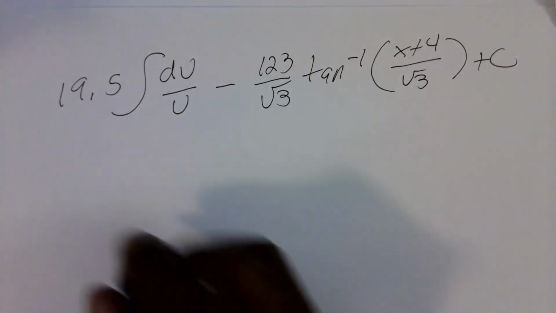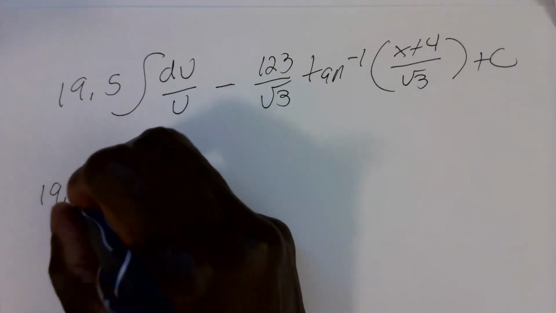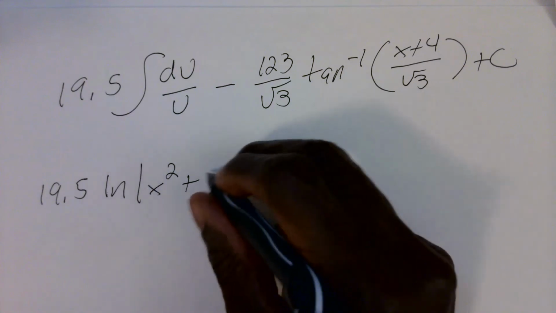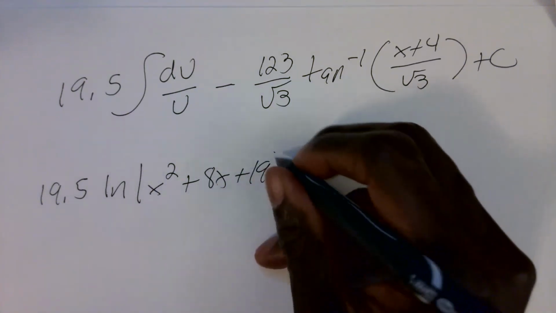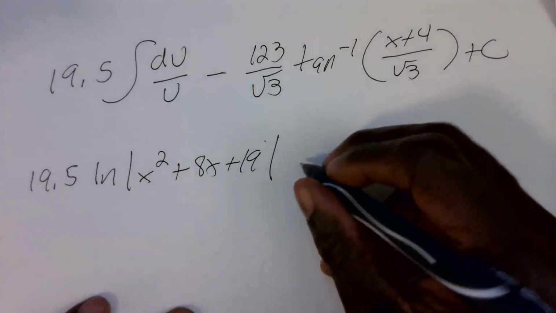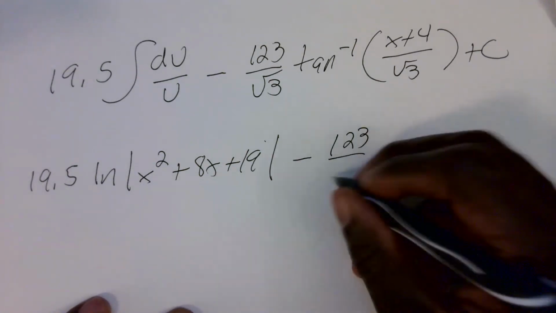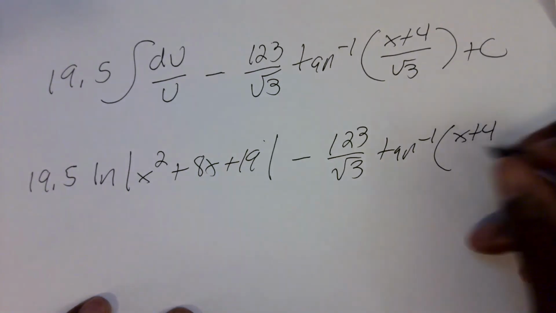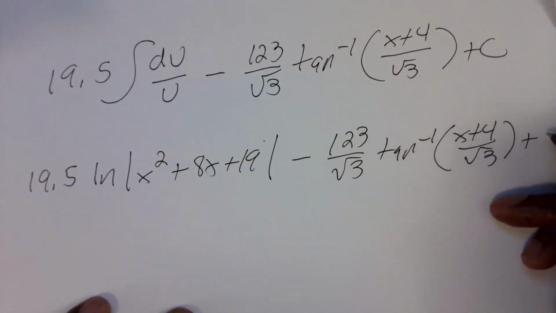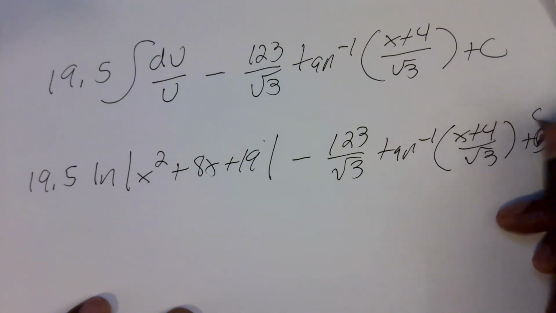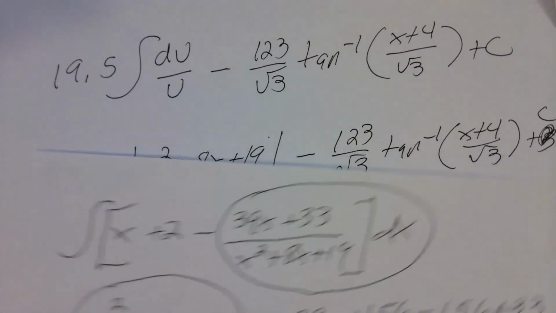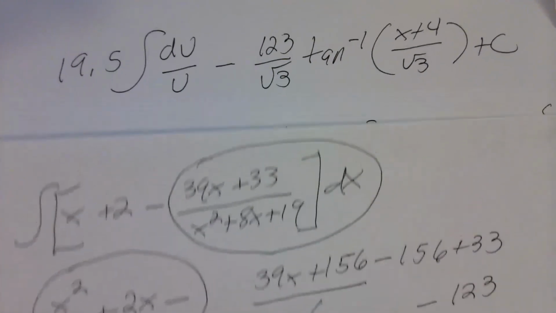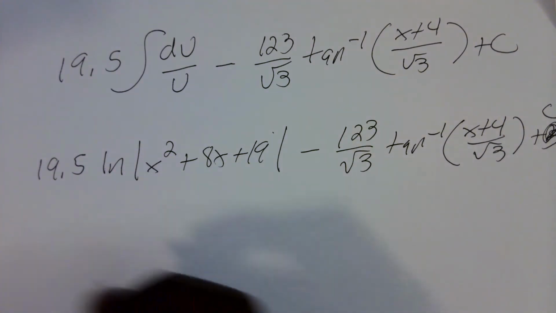I could have already taken this one as well, because this is simply going to be 19.5 ln, and u, of course, is x squared plus 8x plus 19. And then we have the minus 123 over the square root of 3 arctan of x plus 4 over the square root of 3 plus some constant. And so now let's bring the whole thing in. In front of that was the x squared over 2 plus 2x, and again, the all-important minus sign. So let's put it all together for the final answer.